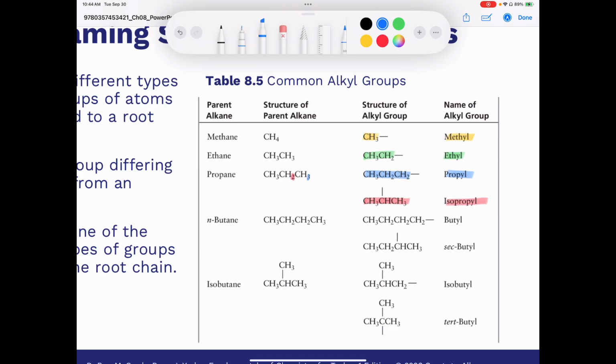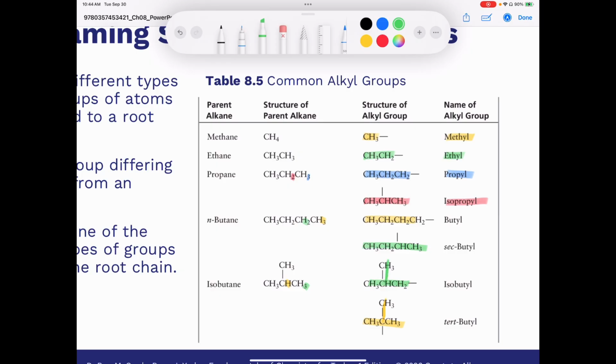Then if you have butane and you remove a hydrogen from the end, you get what's called a butyl group. If you take one off of one of the two middle carbons, doesn't matter, you get what's called a sec-butyl. Then when we take isobutane, if we take a hydrogen off of the carbon that only has one hydrogen, then we get what's called a tert-butyl group. And if we take one off of any of the other carbons, we get what's called an isobutyl group.